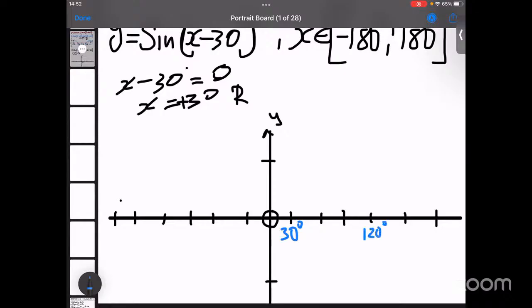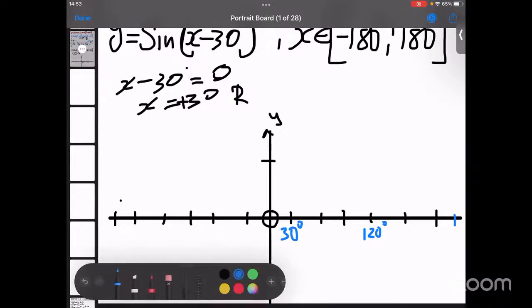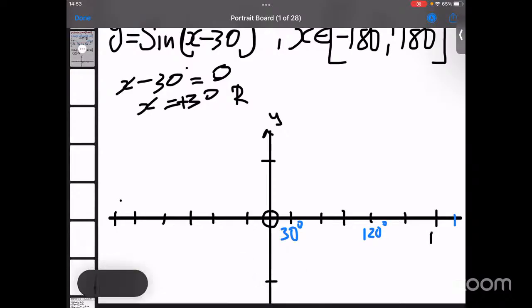120 degrees being that one there. And then you need to jump again by 90. It gives you 210. You won't need to go to 210 because they said as you draw it, you must end at 180. So that being 180 degrees.